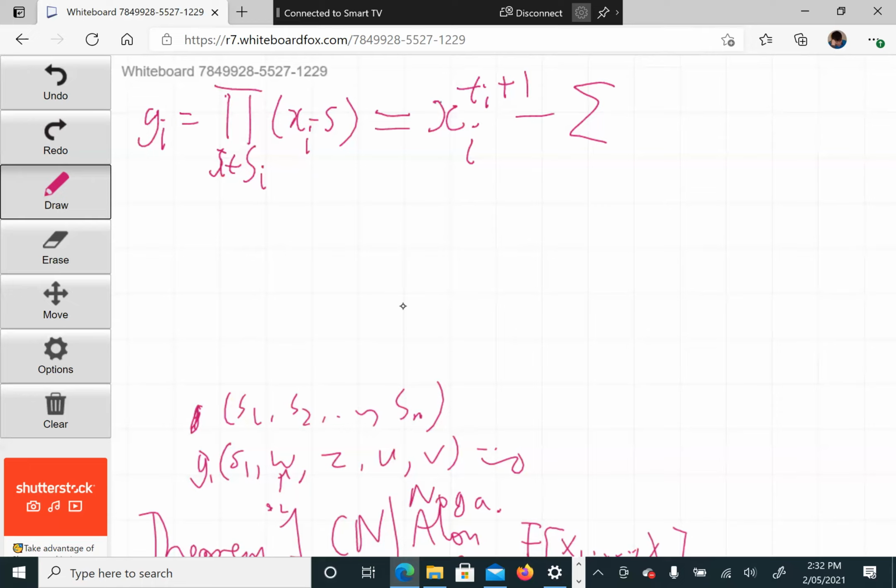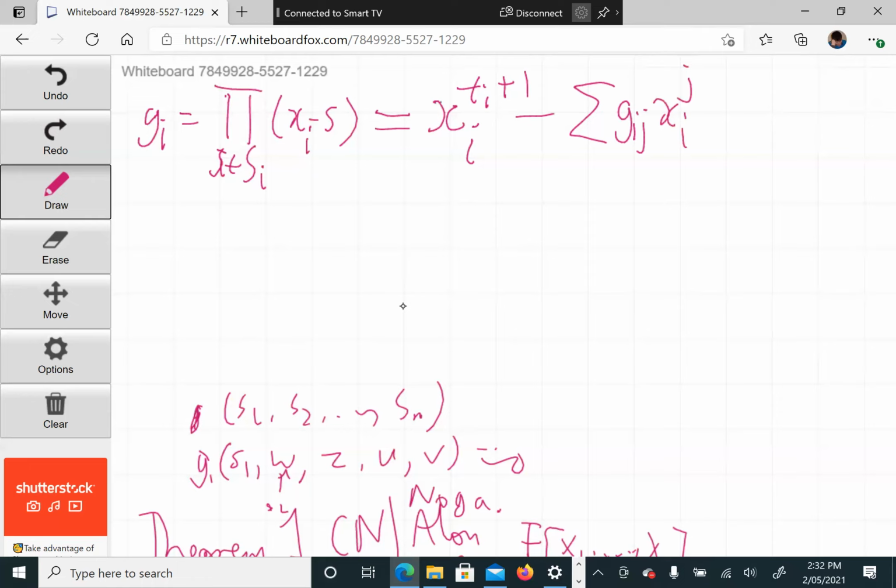So call it g_ij. What is this? The elementary symmetric polynomials. g_ij.